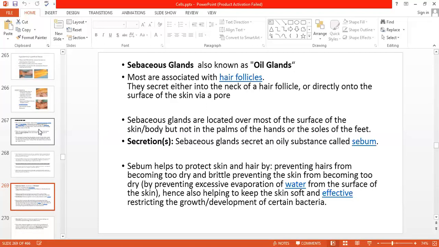Secretion: sebaceous glands secrete an oily substance called sebum. Sebum helps to protect the skin and hair by preventing hair from becoming too dry and brittle, preventing the skin from becoming too dry by preventing excessive evaporation of the water from the surface of the skin. Hence also helping to keep the skin soft and effective, restricting the growth and development of certain bacteria.